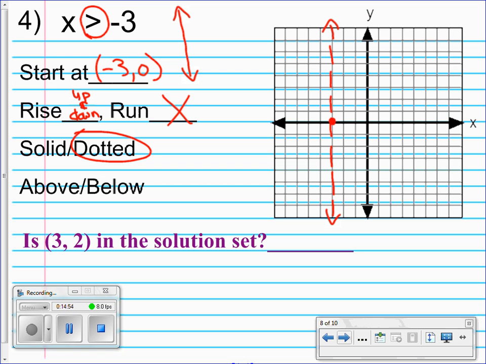There is no shading above or below here. This is shading to the left or the right. Well, x greater than, I want all the values greater than -3. So that means I'm going to shade to the right.